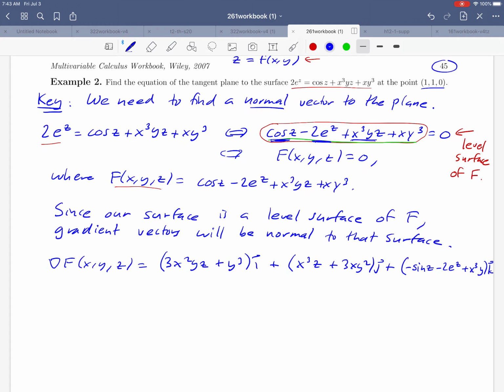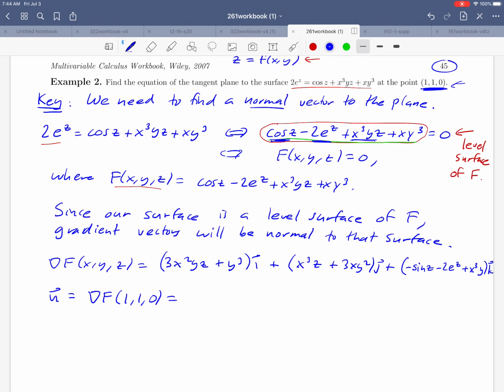Okay, and so this gradient vector that we calculated is a way of getting vectors normal to this surface. We're interested in finding a normal vector at a specific point, this 1, 1, 0 that's sitting up at the top of the page. So our normal vector will be the gradient vector evaluated at 1, 1, 0.